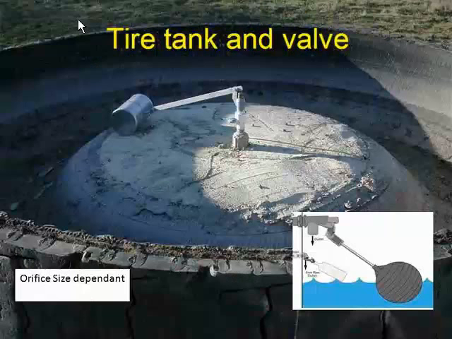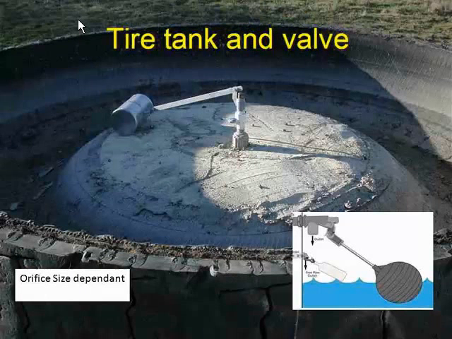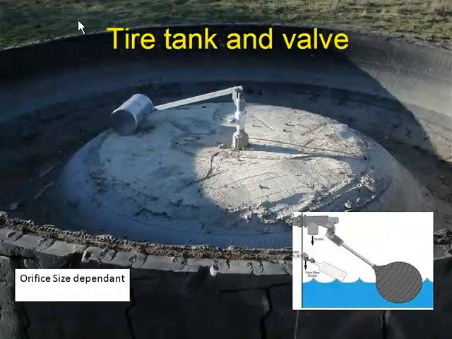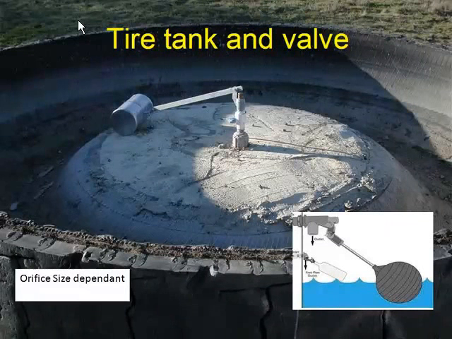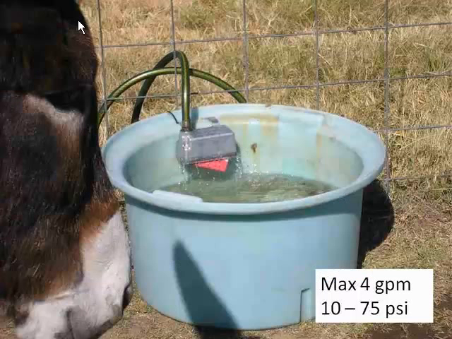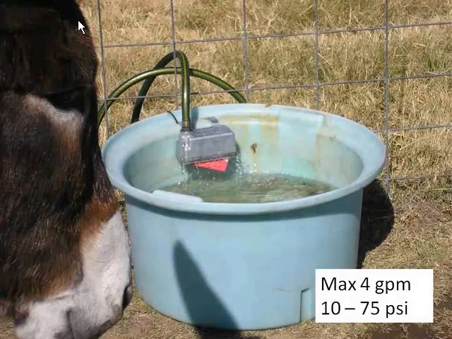Here's another tire tank and valve. The little inset picture there kind of shows you how it works, similar to the tank valve that you find in many toilets. And here's another tank. This is a little float valve. This particular one is a very simple one for a small tank, and it's hooked up to a hose there.